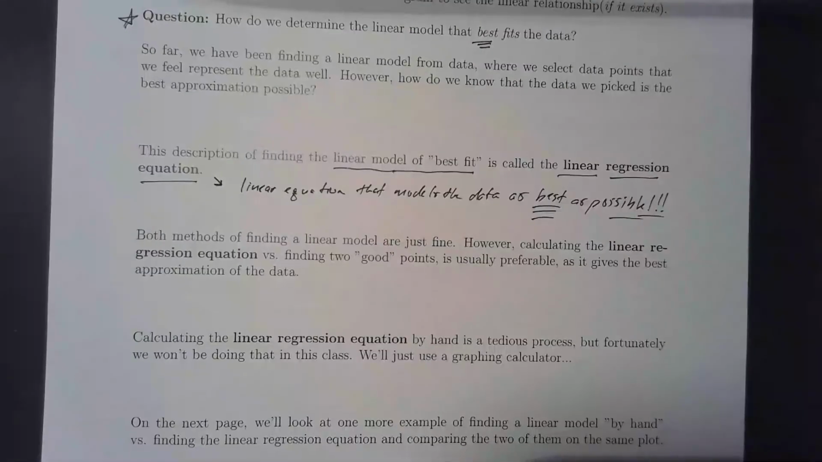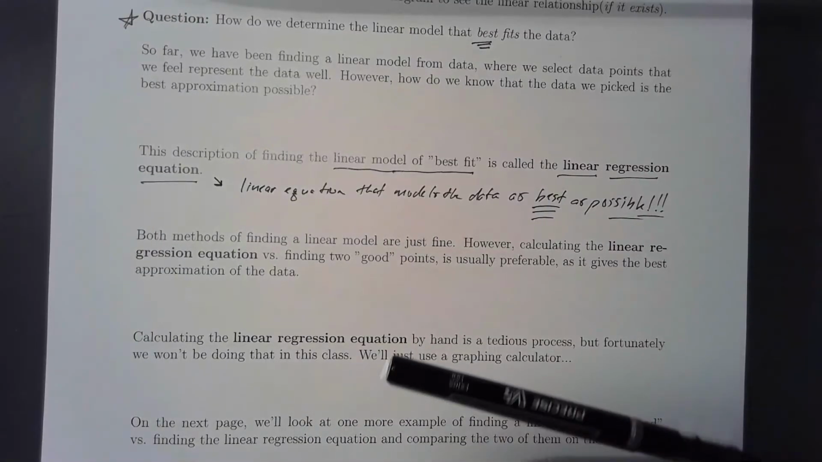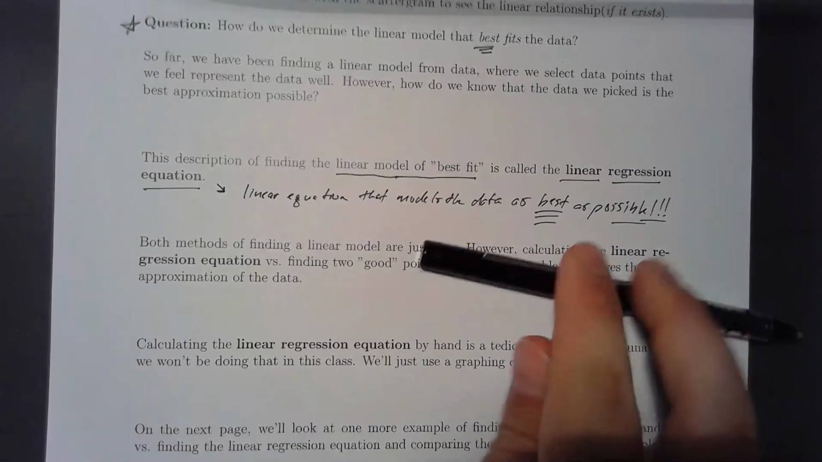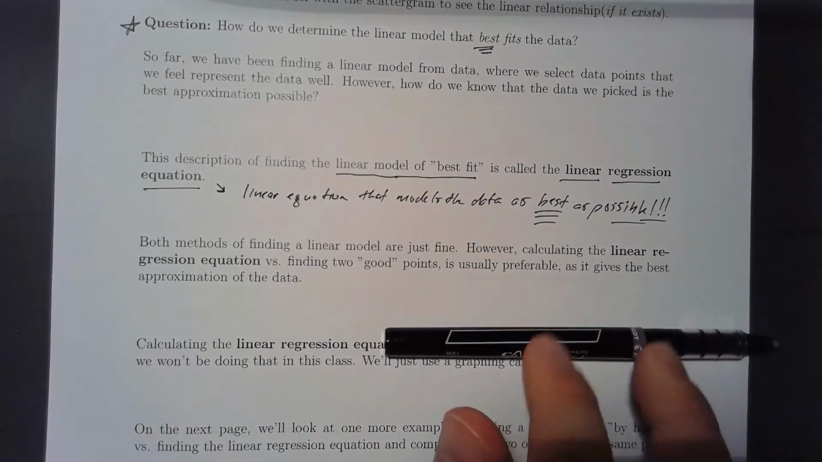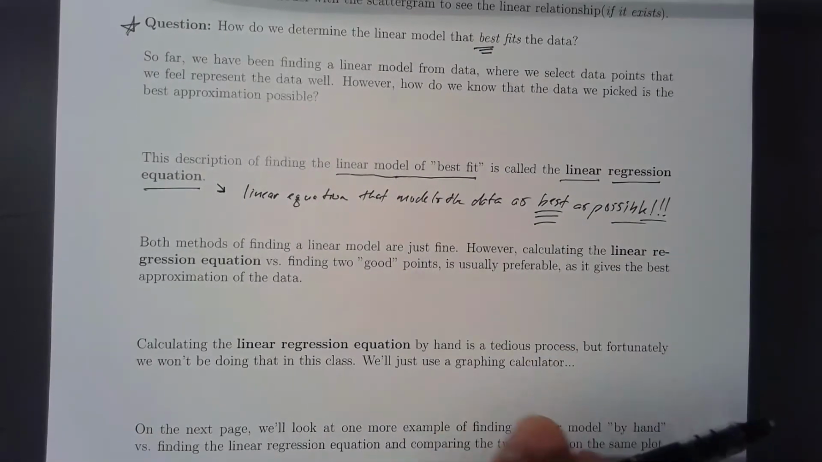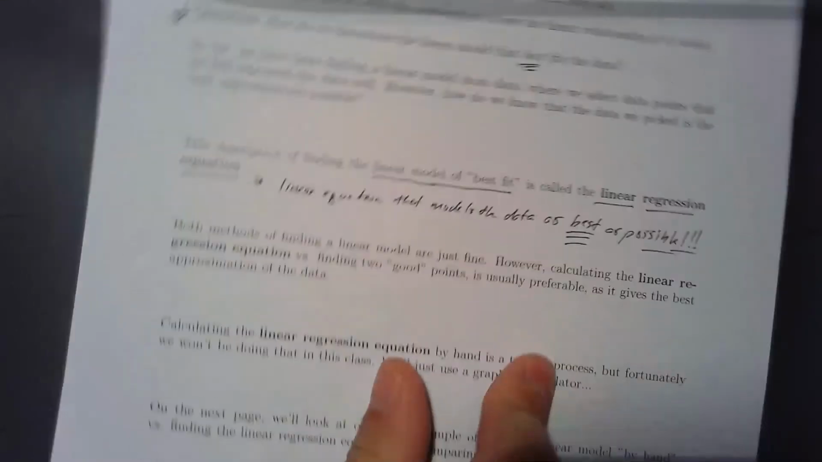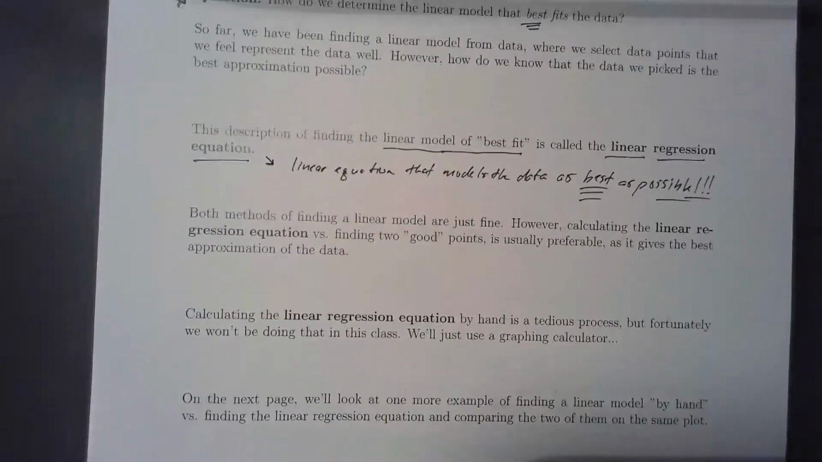If you're playing poker, and you have a straight flush and someone else has a 2 pair, they might think they have the best hand, but you could one-up them and say, I have something better. I have the linear regression equation.